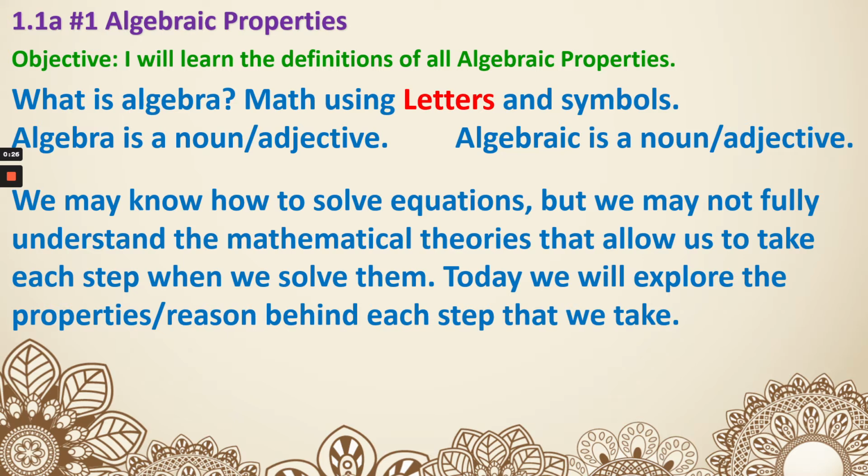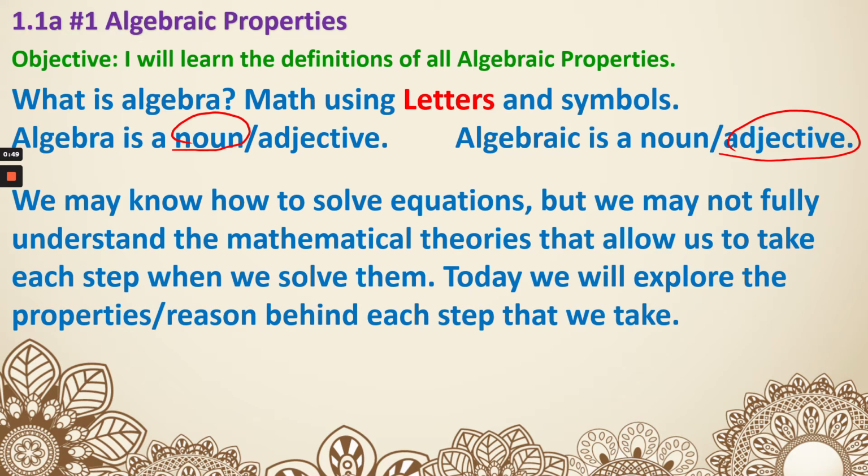So first, what is algebra? Algebra is math using letters and symbols. And of course, it's about numbers. That's a given. It's math. So it's of course going to be about numbers. But algebra is also about letters and symbols. And we have two words, algebra and algebraic. Algebra is a noun, and algebraic is an adjective.